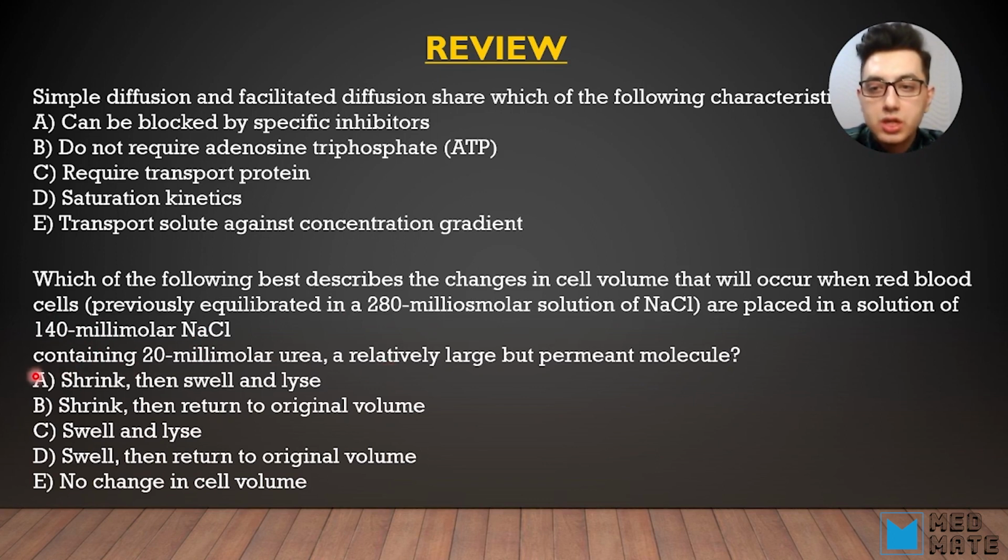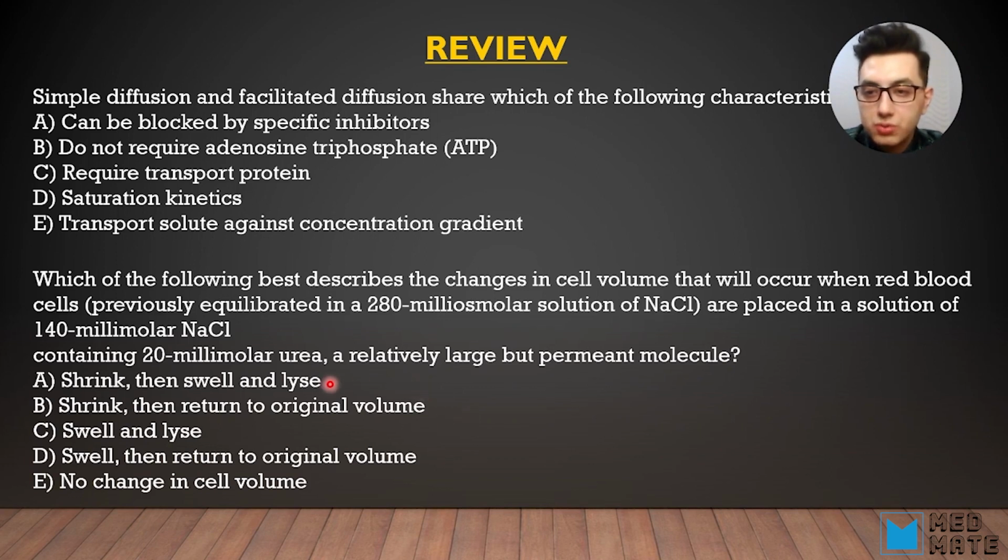But looking at the rest of the question, containing 20 millimolar urea adds up to that 280 millimolar solution, and it becomes 300 milliosmolar. Then this means that the solution is hypertonic. Now, what we have to pay attention to is that the membrane of our red blood cell is permeable to urea. So it's written large but permeant molecule. So let's have a look at these options. I told you that the solution itself is hypertonic. When we put a cell in hypertonic solution, water tends to move out. When water moves out, then the cell starts to shrink.